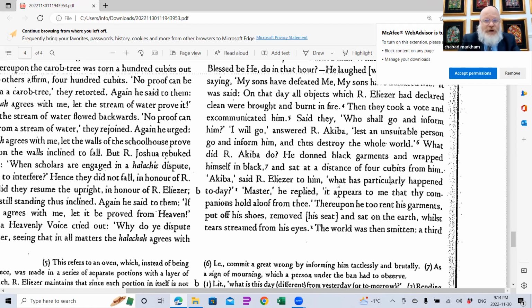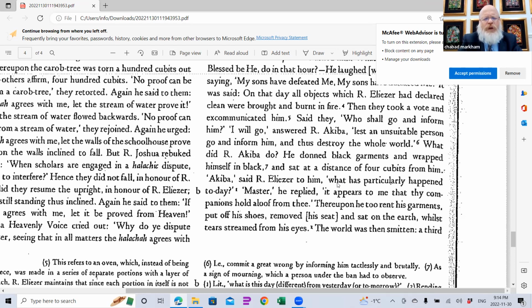What are you dressed in black garments? And he understood good and well what was going on, Rabbi Eliezer, right? So he says, Master, he knew how to say it, Rabbi Akiva, to him. He replied, it appears to me that thy companions hold aloof from thee. They're staying away from you. So he didn't say you are being put in cherem. He says your peers are staying away from you.